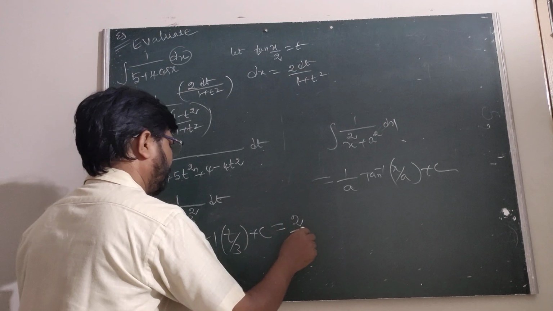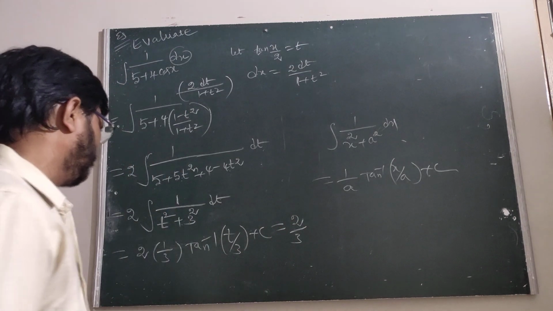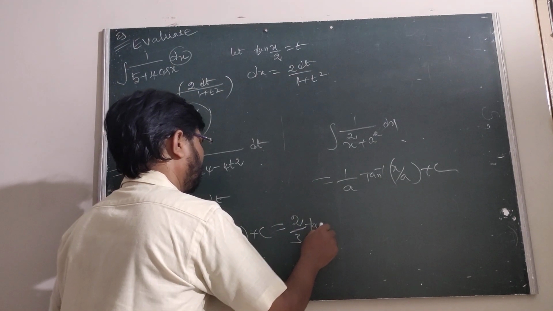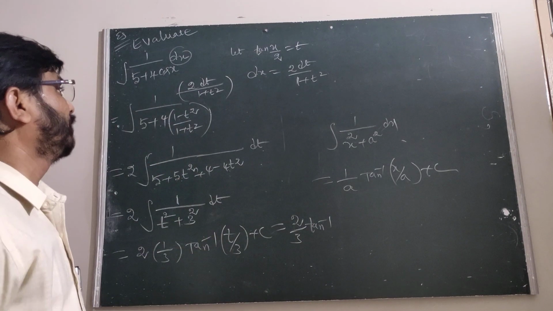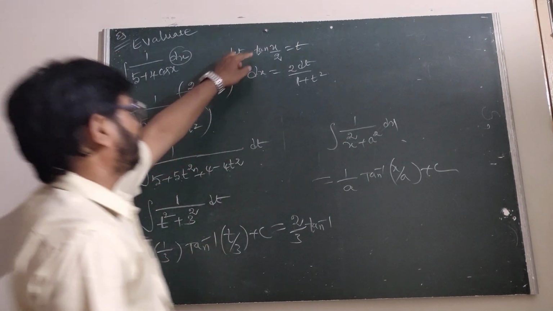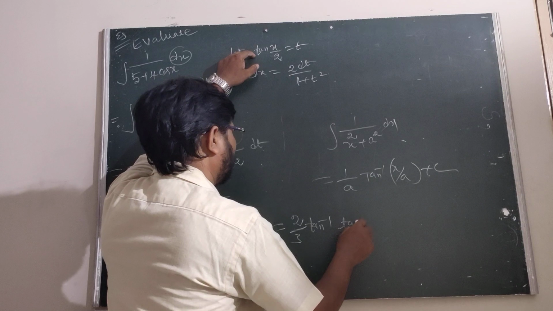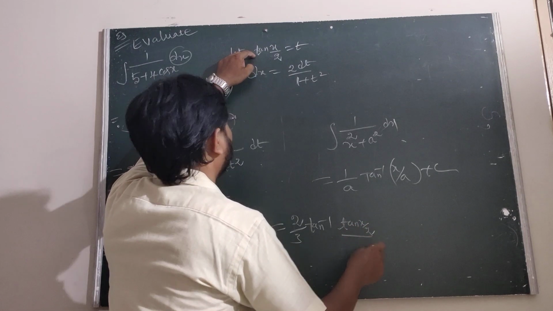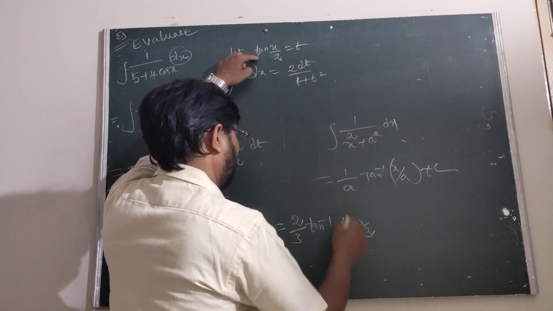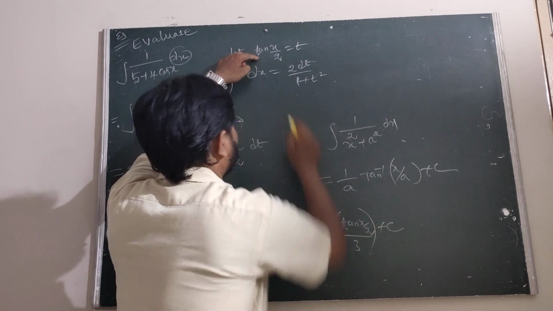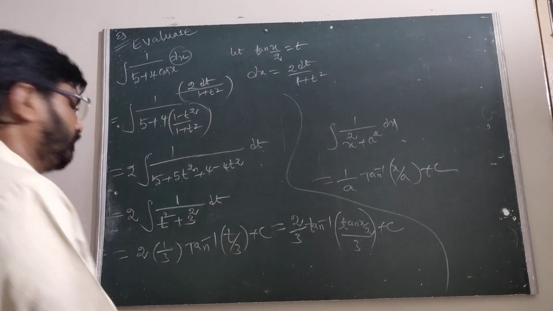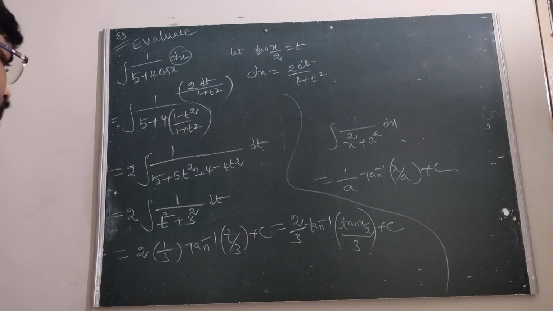Now this can be written as 2 by 3 tan inverse of, where t is the, what is the t here? Tan x by 2. Tan x by 2 upon 3 plus c. Is it okay? All clear?